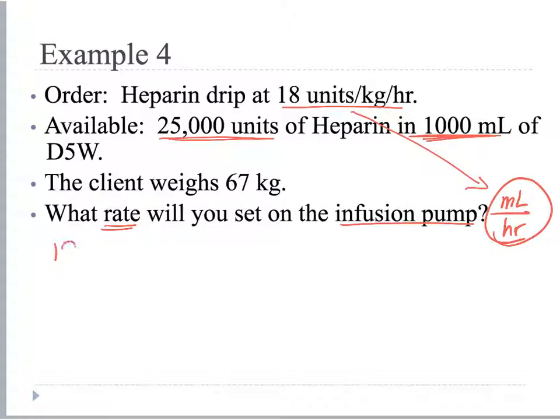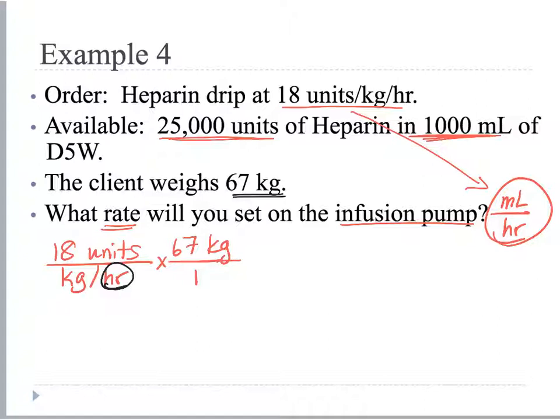So let's start to write it out here. 18 units per kilogram per hour. One thing that I notice is that we already have the per hour part. Okay, so I don't need to do anything with that. One other piece of information I have is that we know the patient's weight in kilograms. So if we make that our starting point in our dimensional analysis, and I multiply by the patient's weight of 67 kilograms, I can just put that over 1 because I don't have anything to compare it to. The kilograms would actually cancel out.